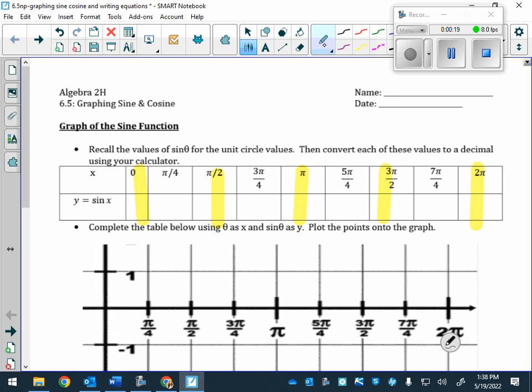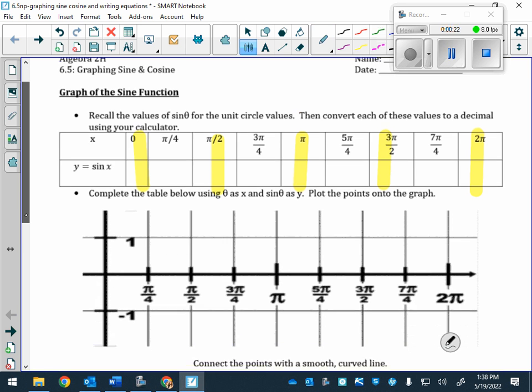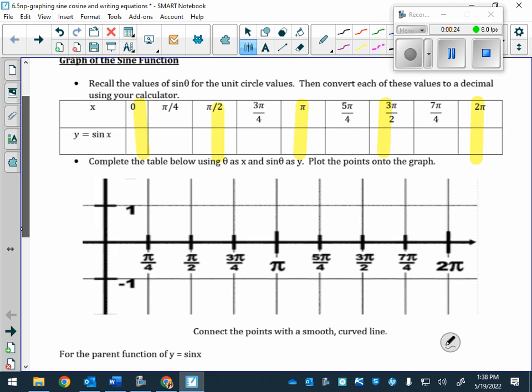All right. So with our sine functions, these 5 key points are going to be pretty much ingrained in your brain by the time we're done. It's going to be the same pattern over and over and over again. So sine of 0 is what? Sine of pi over 2. Sine of pi? 3 pi over 2? And 2 pi. Okay. So we're going to graph those.